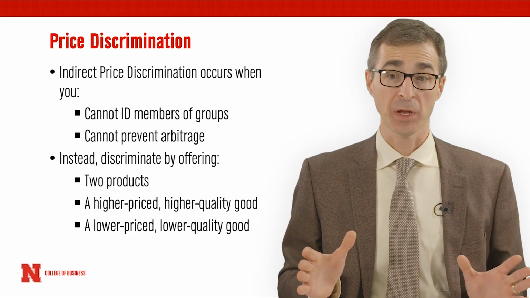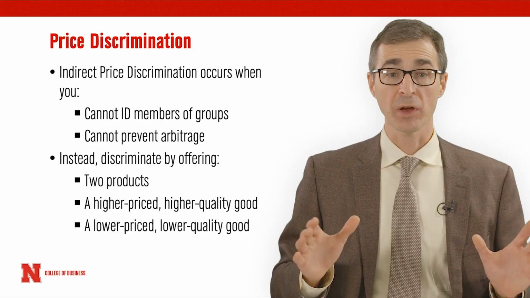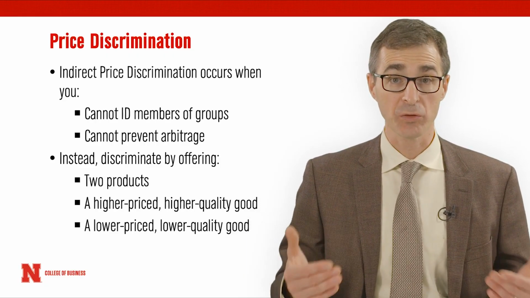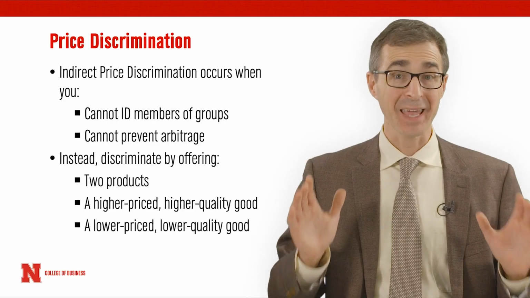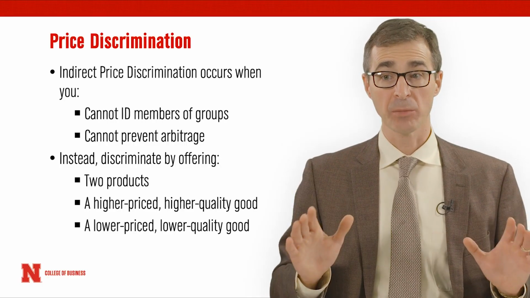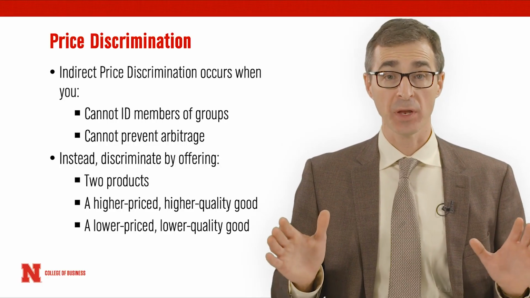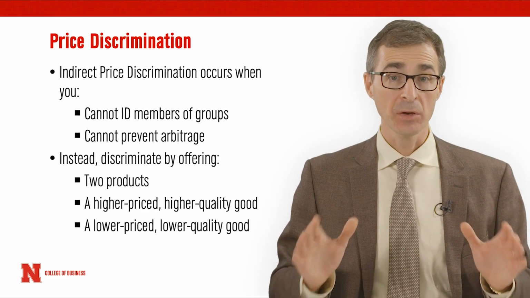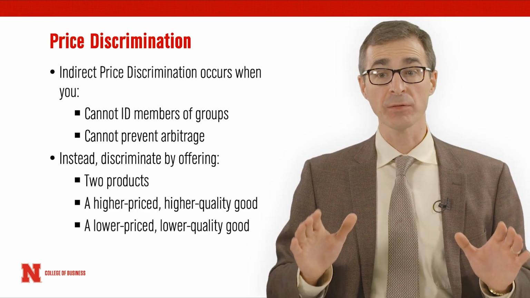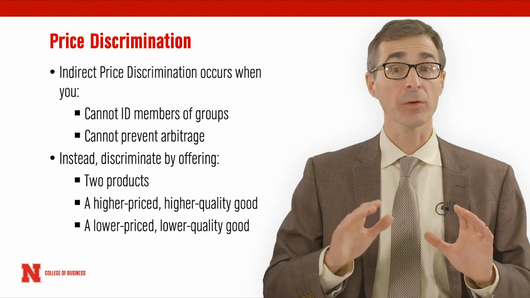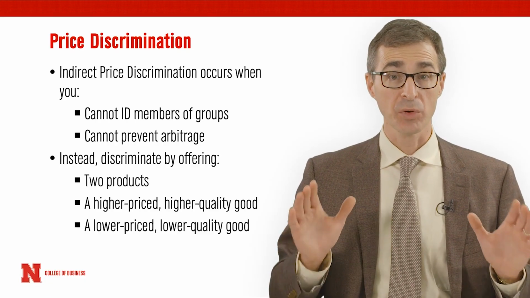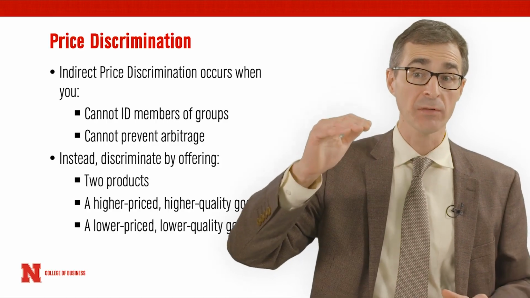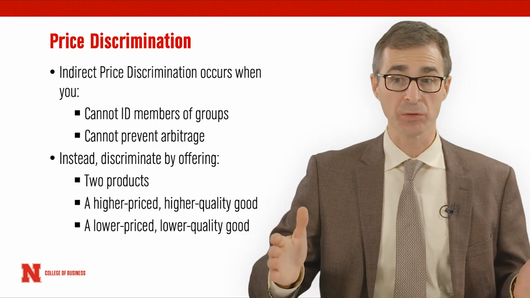Indirect price discrimination refers to a type of price discrimination that can be pursued when a firm cannot identify the members of the group or perhaps cannot prevent arbitrage. In that case, indirect price discrimination involves discriminating by offering 2 different products that are designed specifically to appeal separately to the high value and low value customers.